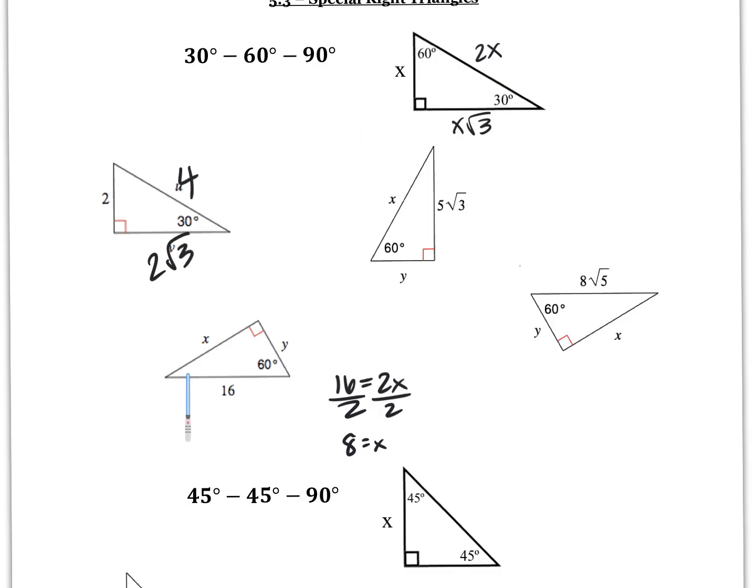The thing across from the 30, in this case, happens to be a y. You guys feel me on that? I apologize that the variables don't really match up there, but we can handle it. Then across from the 60 is whatever you got from the shortest side times root 3. How do I say 8 times root 3? 8 root 3, people, and we're done. We don't need a calculator. We can do this.